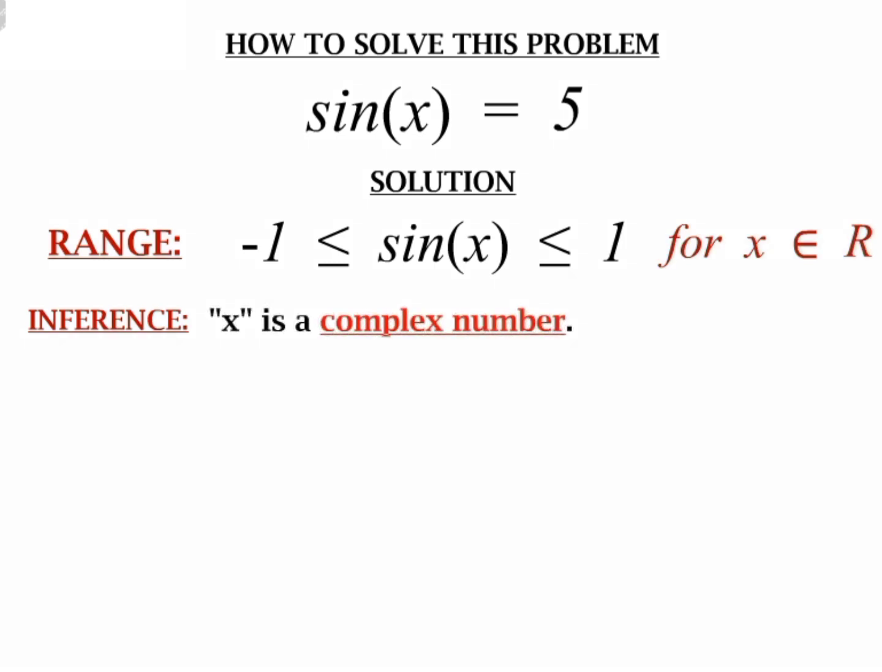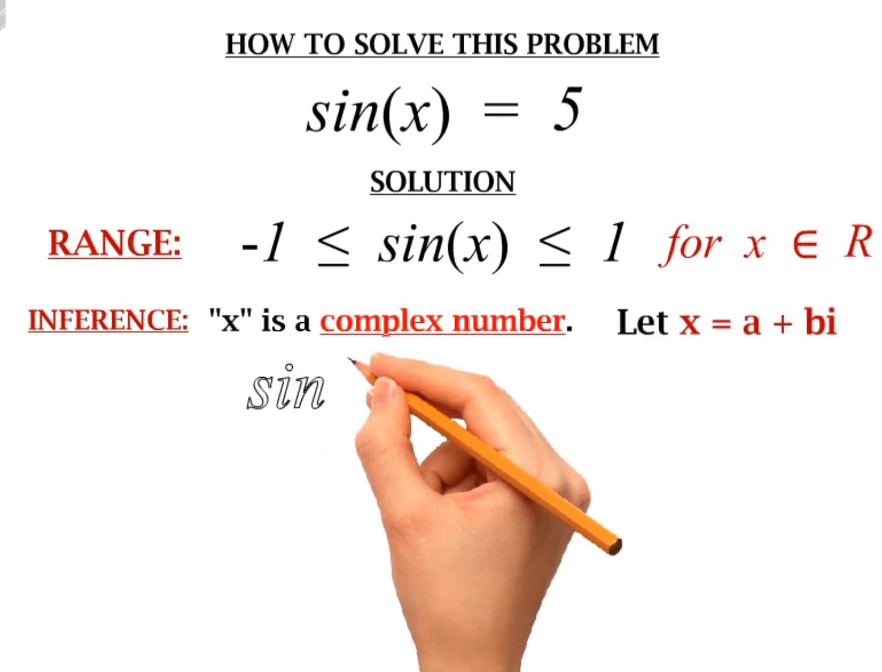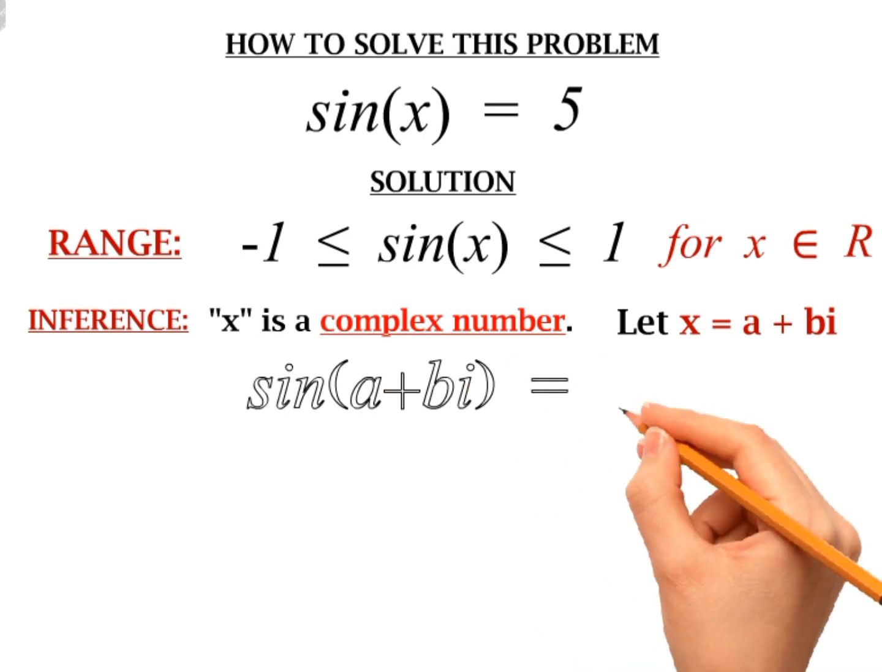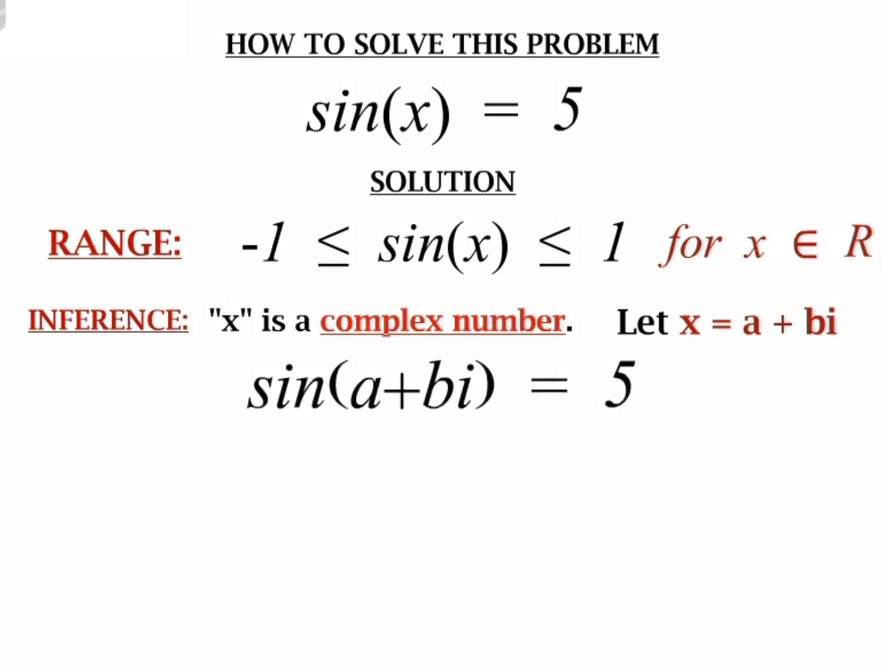Since x is a complex number, write it in the form of a plus bi. Now, instead of writing sine x, we write sine a plus bi equals 5. The goal now is to find the values of a and b. Let us start by expanding sine a plus bi.